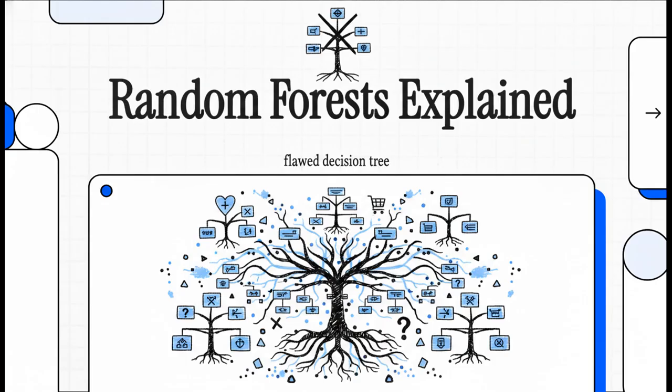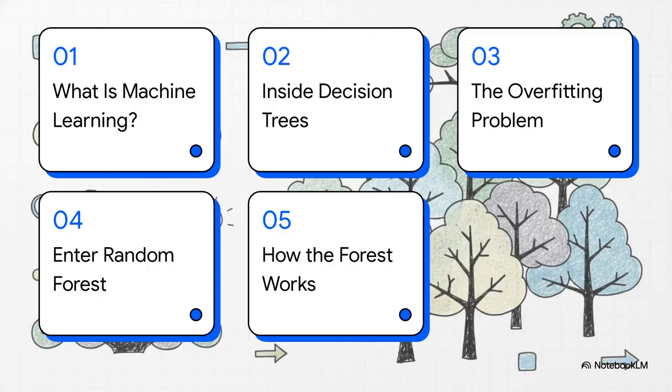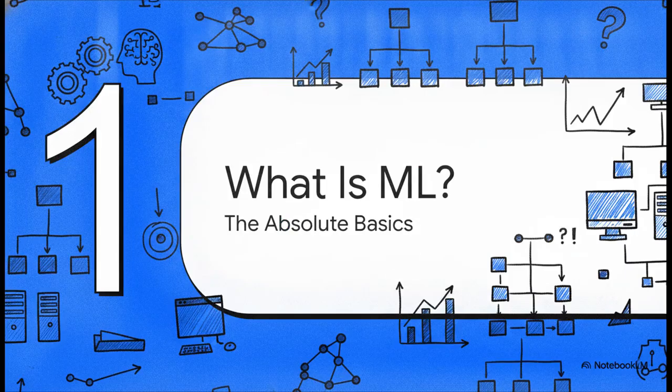We'll trace its evolution from a single, heavily flawed decision tree all the way to the incredible predictive power of a vast, randomized forest. Here is our quick roadmap for today. We're going to cover the basics of machine learning, take a look inside a single decision tree, explore something called the overfitting problem, enter the random forest, and finally, unpack exactly how that forest works behind the scenes. All right, starting off with section 1.